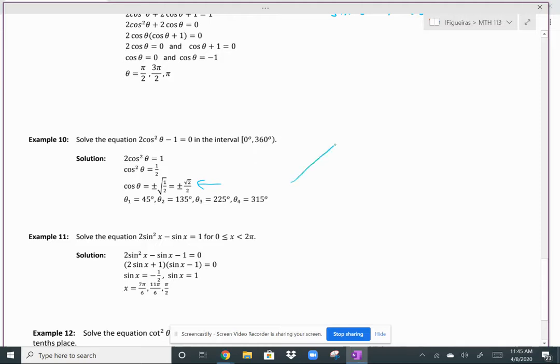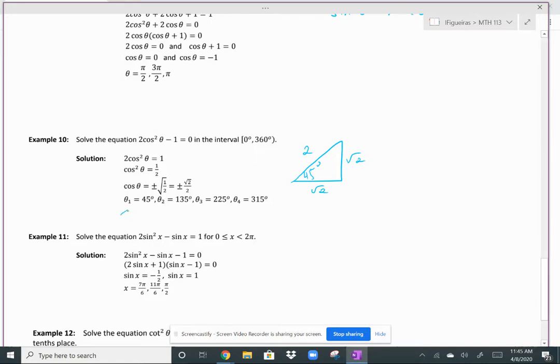And this again should remind you of one of those special triangles, actually the 45-degree triangle. Cosine is root 2 over 2, so the other side is also root 2. So cosine is positive in quadrants 1 and 4. It's negative in quadrants 2 and 3, which means that we have to present our answers in all 4 quadrants using 45 degrees as the reference angle.